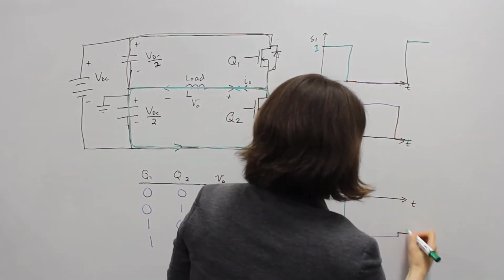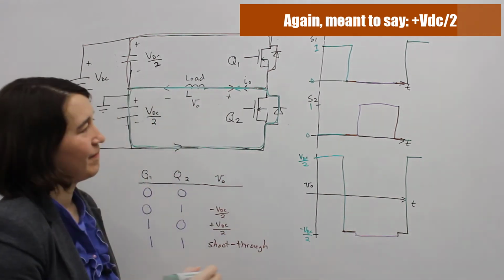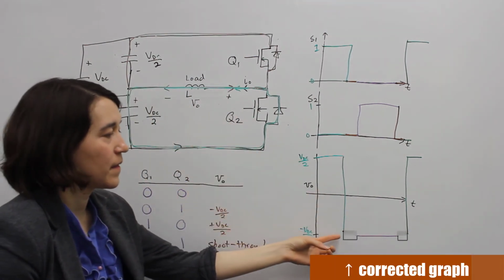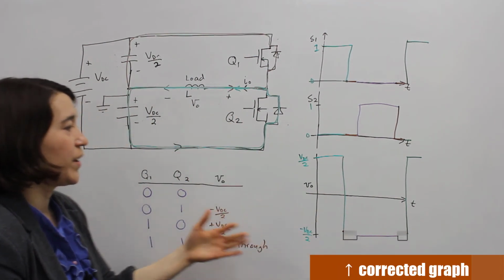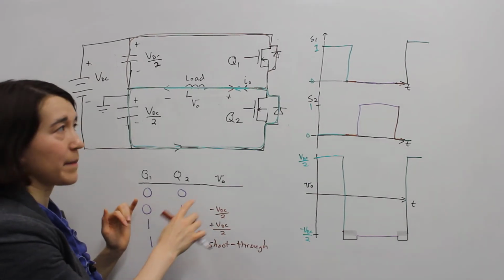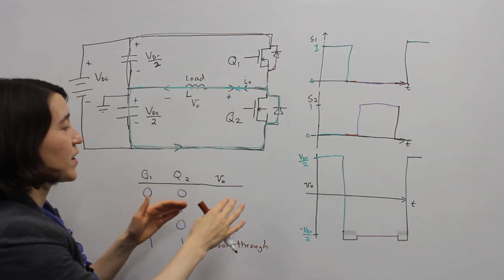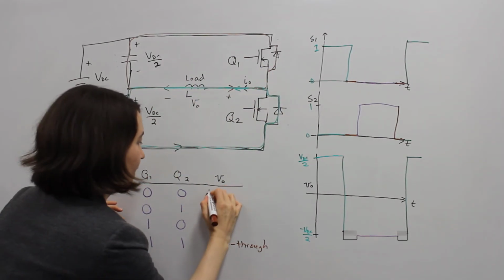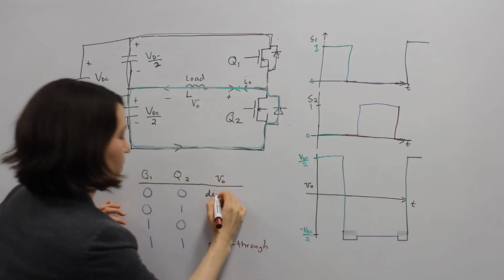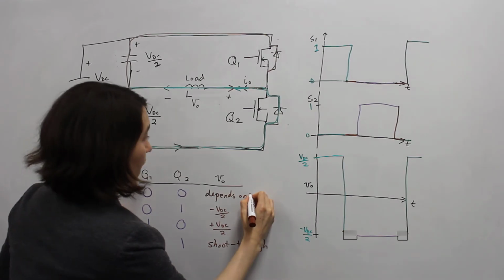This would stay low, and then this would go up to the VDC once again. So from this dead time period, we can see that both switches can be off at the same time because we have the body diode for the current to flow through, but the voltage depends on the current. So it depends on I out.